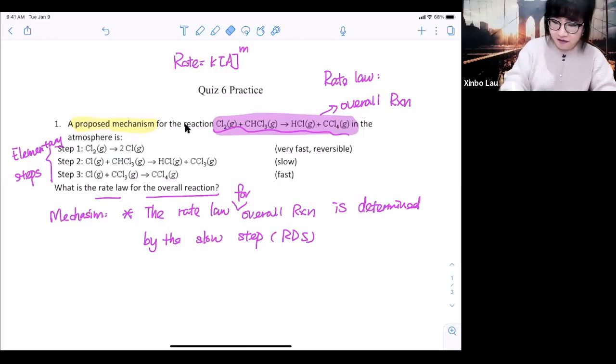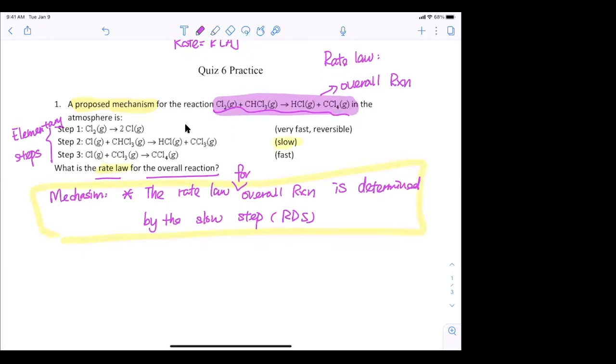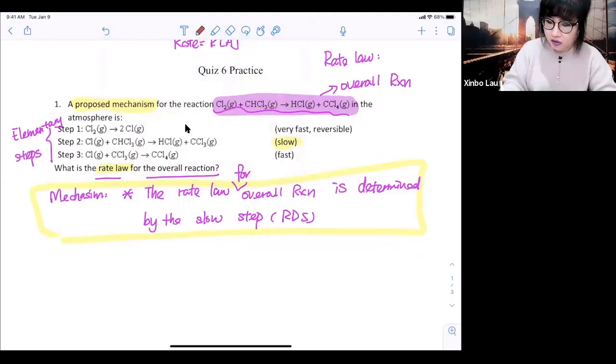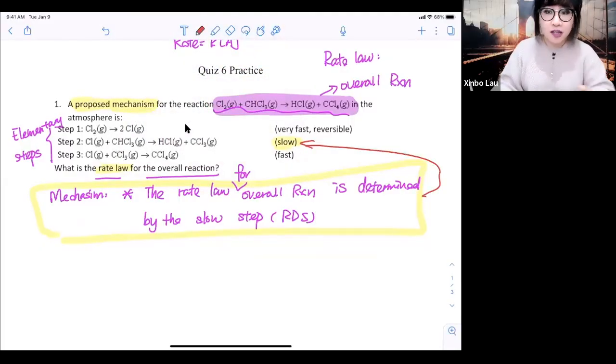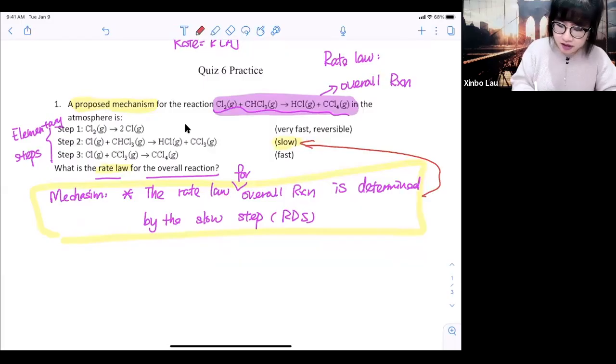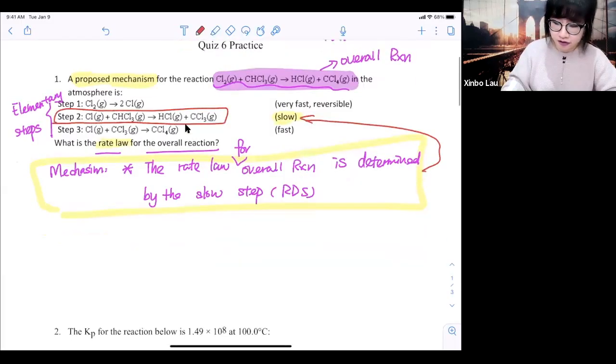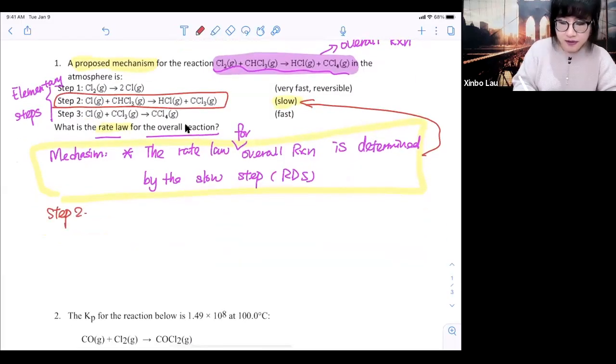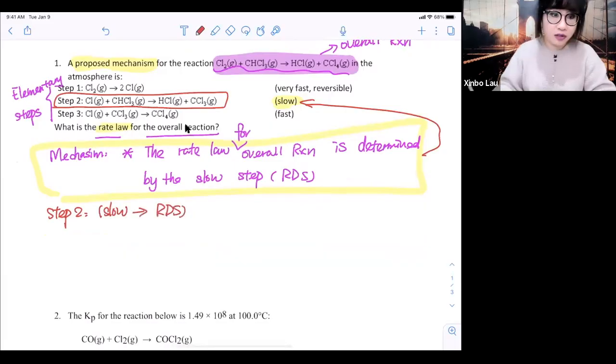Back over here, if we understand this, we are looking for the rate law for the overall reaction, and from this sentence we know we have to go to the slow step. Now this is easy. The rate law for my overall reaction should just equal the rate law for the slow step. And for an elementary step, such as step 2, the slow step, also referred to as RDS, what should the rate law be?